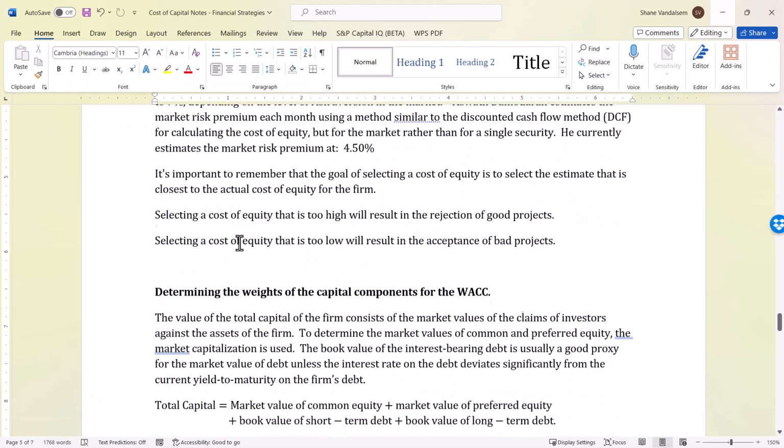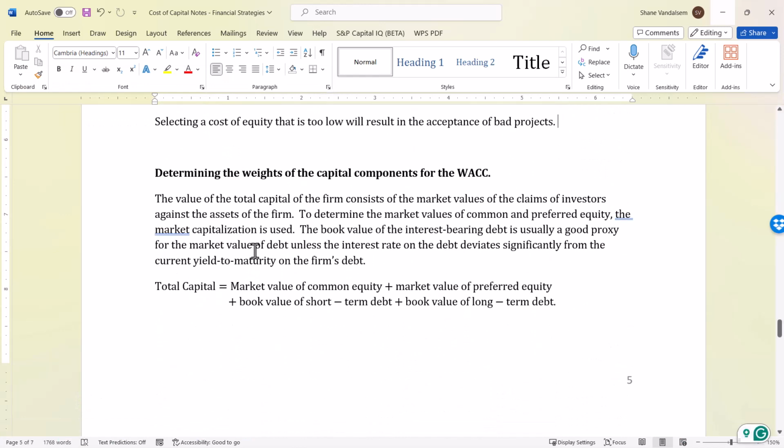So what I have down here is just what I've shown you here. The value of the total capital of the firm consists of the market values of the claims of investors against the assets of the firm. To determine the market values of common and preferred equity, the market capitalization is used. And like I said, for most firms, we're not going to have preferred equity. If we do, we would just add that in as another line in that total capital calculation.